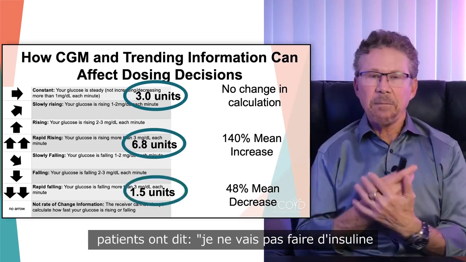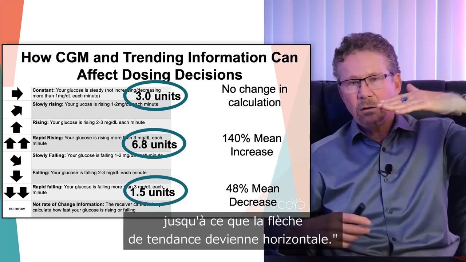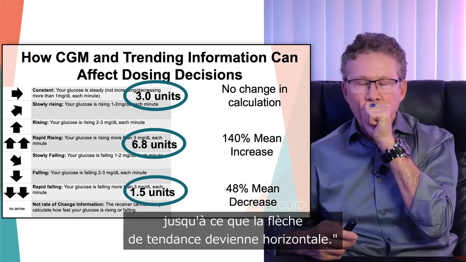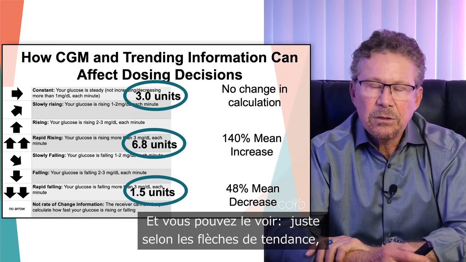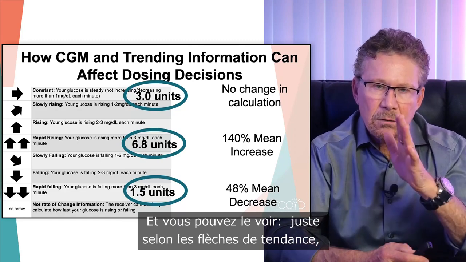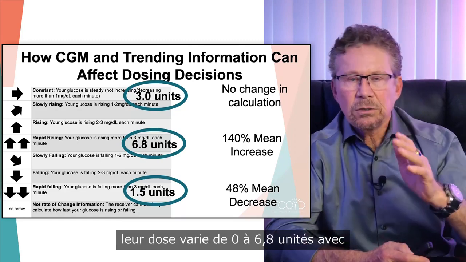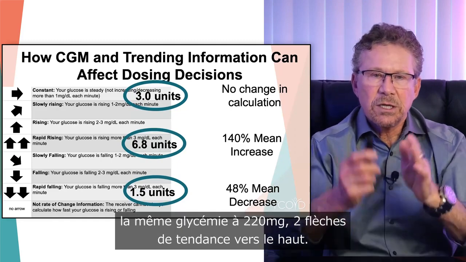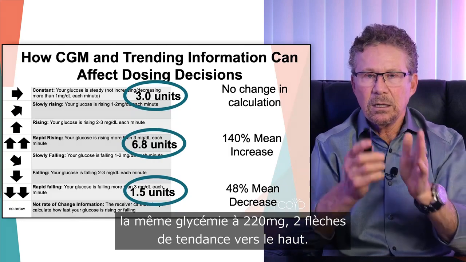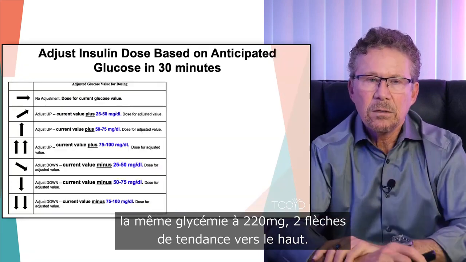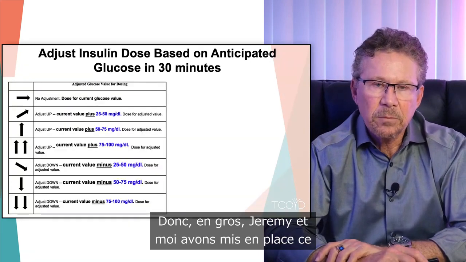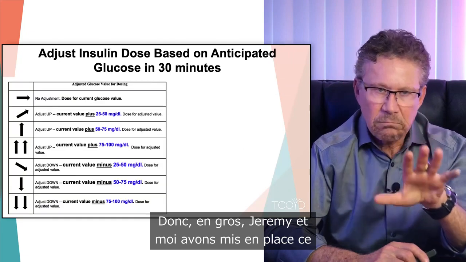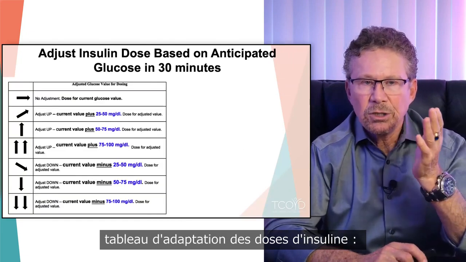But many patients said, I'm not going to give any until the trend arrow becomes horizontal. And you can see that just by the trend arrows, their dose ranged from nothing to 6.8 units with the same 220, 2 trend arrows going up. So basically, Jeremy and I put together this scale, how you would adjust your insulin.